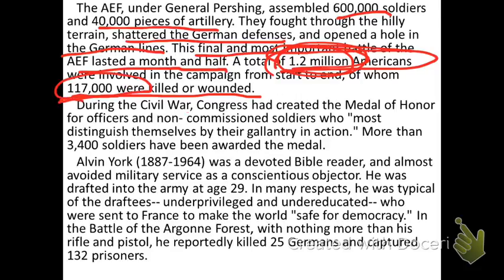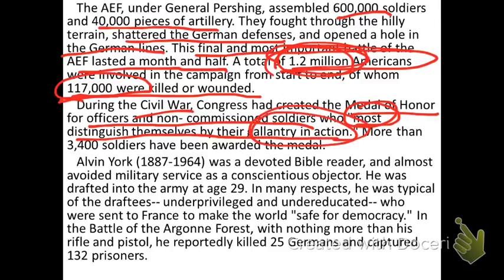Now, during the Civil War, Congress created what they called the Medal of Honor for officers and non-commissioned soldiers who most distinguished themselves by gallantry in action. Now, this gallantry in action has really no literal definition.